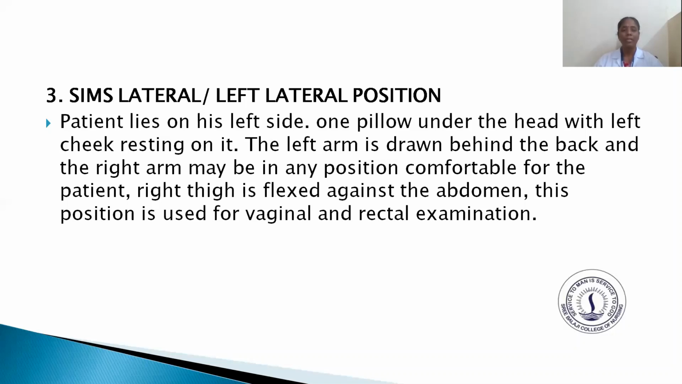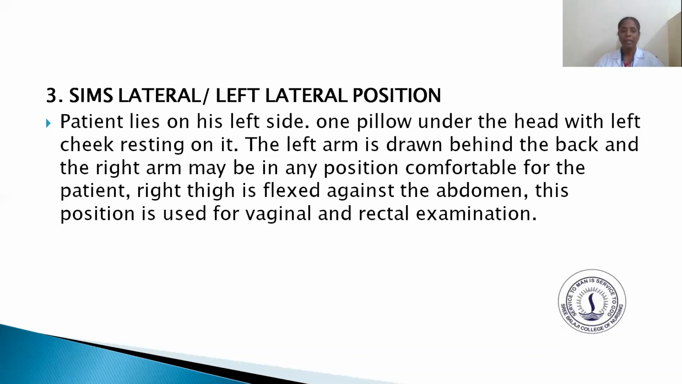Sims lateral or left lateral position. The patient lies on his left side, one pillow under the head with the left cheek resting on it. The left arm is drawn behind the back and the right arm may be in any position comfortable for the patient. Right thigh is flexed against the abdomen. This position is used for vaginal and rectal examination. This is called the Sims lateral or left lateral position.